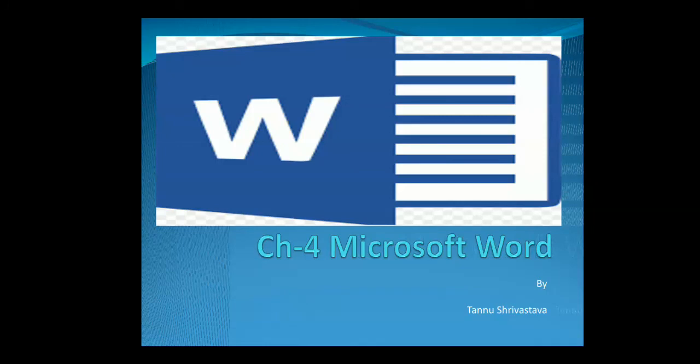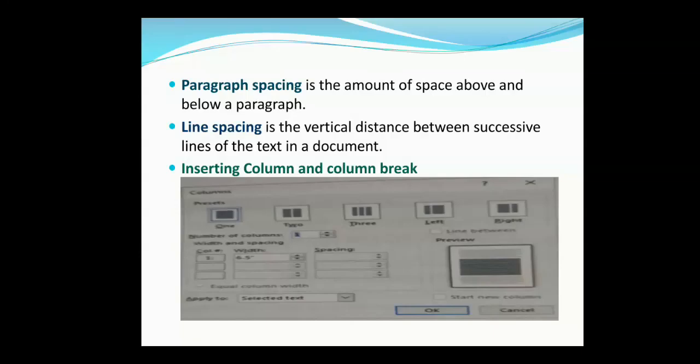In the previous video we have seen that Microsoft Word is a word processing software that helps us to create professional looking documents. Now we will read some additional features of this software. Paragraph spacing. Paragraph spacing is the amount of space above and below a paragraph. Line spacing. Line spacing is the vertical distance between the successive lines of the text in a document.